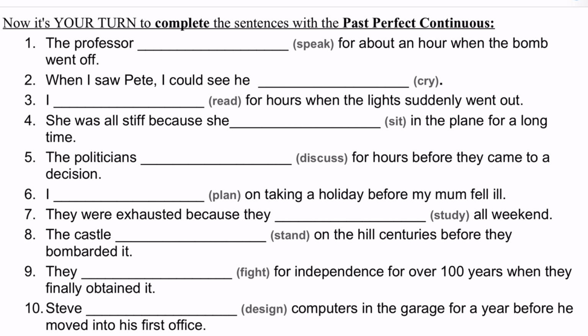Number 5. The politicians had been discussing for hours before they came to a decision. Number 6. I had been planning on taking a holiday before my mum fell ill.